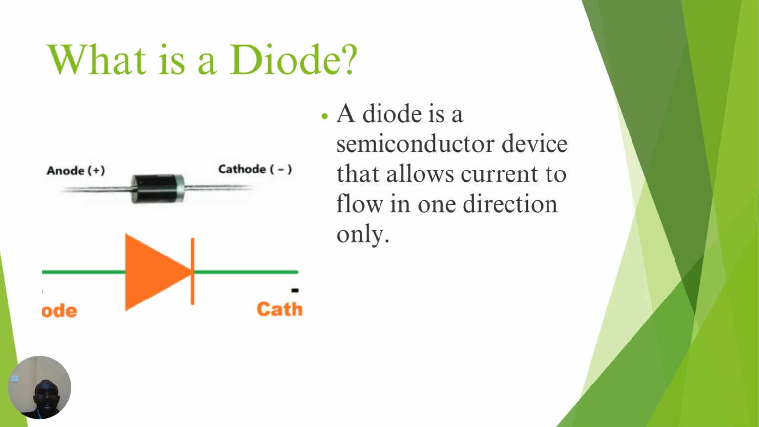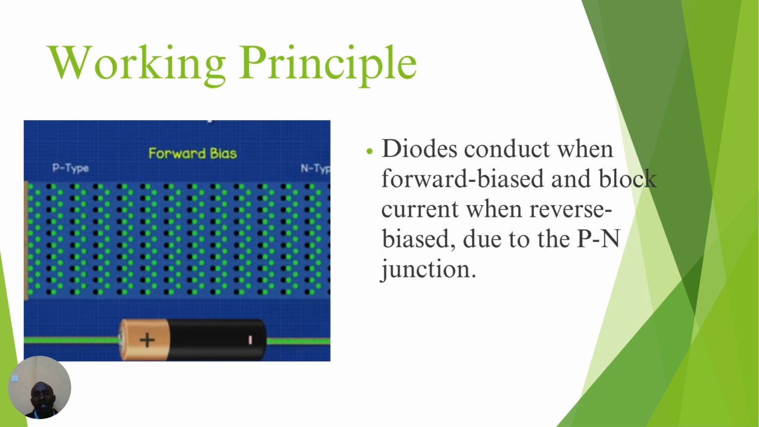So we have said a diode is a semiconductor device that allows current to flow in one direction only. When it's flowing in the right direction, it will conduct current in the forward bias direction. If you change the direction, it will be reverse biased and it will not conduct.